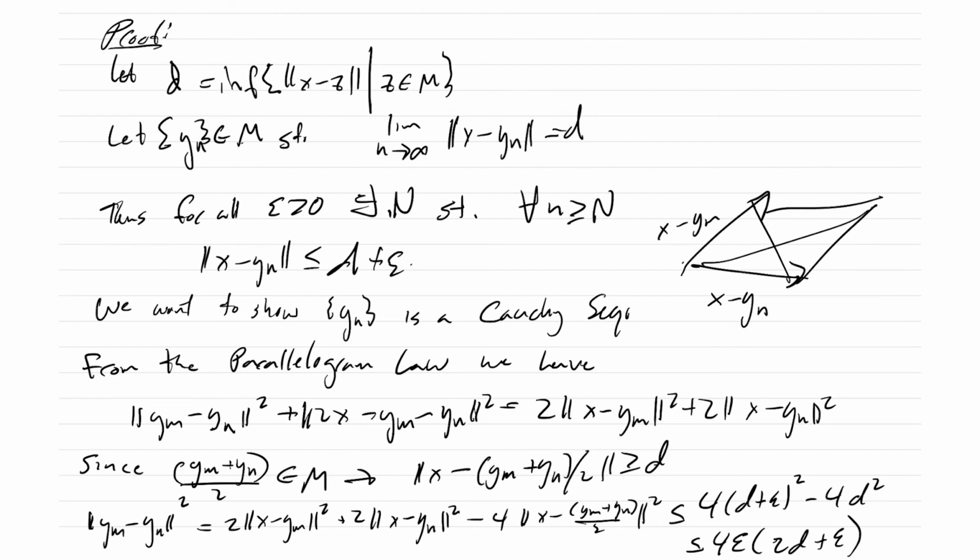So, good news. If we choose epsilon to be small enough, then we can make this quantity as small as we'd like. And so that basically means that we have y_n is Cauchy. Okay. So then that means, thus y_n converges to y, and from our discussion earlier, that has to be back in M, because M is a closed subspace.